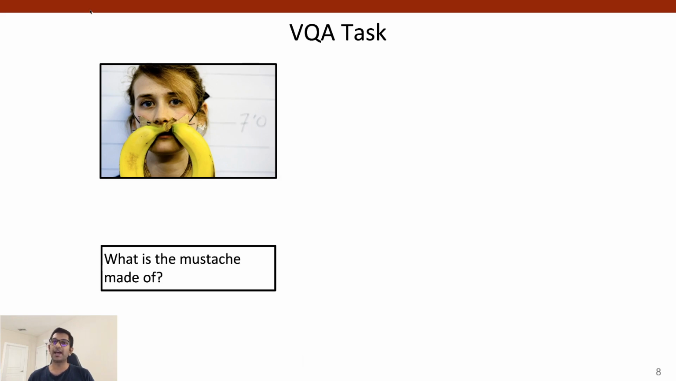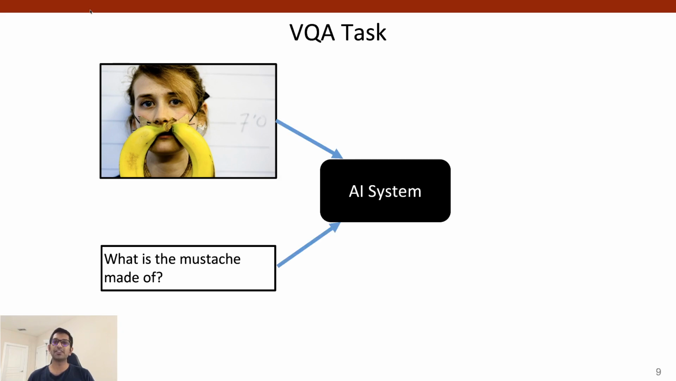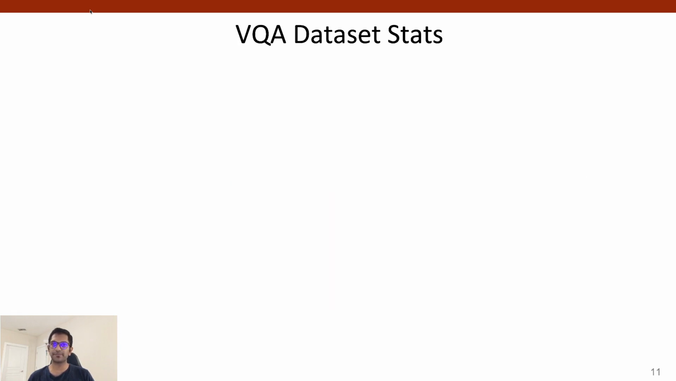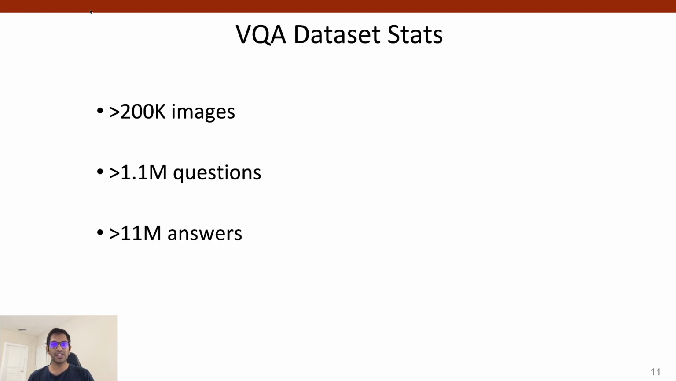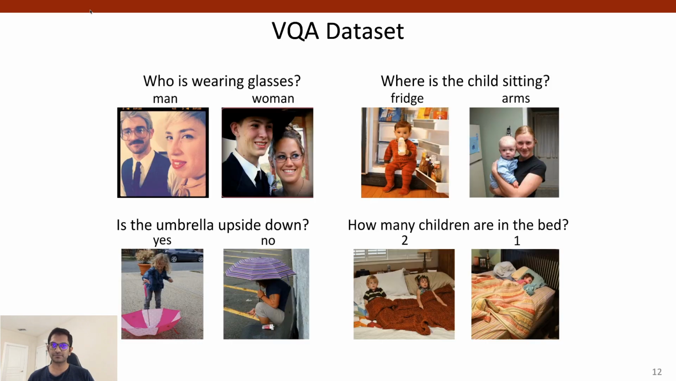Given an image and a natural language open-ended question such as what is the mustache made of, the task for an AI system is to generate a natural language answer such as bananas. The VQA dataset contains more than 200,000 images from Coco, more than 1.1 million questions, and more than 11 million answers. In the VQA dataset, for every question, there are two images that look similar to each other, but the answer to that question for both images are different.